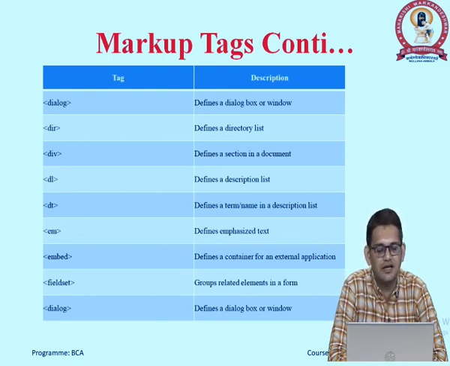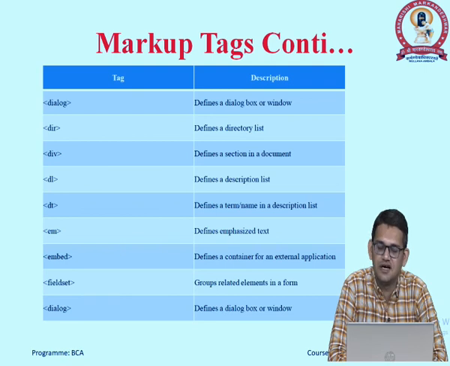Next one is the DL tag. It defines a description list of HTML elements. Next one is the DT tag. It defines a term or a name in a descriptive list. Next one is the EM tag. It defines emphasized text. For writing emphasized text we can use the EM tag. Next one is the embed tag. It defines a container for external applications.